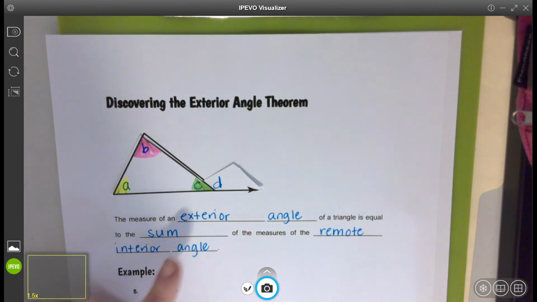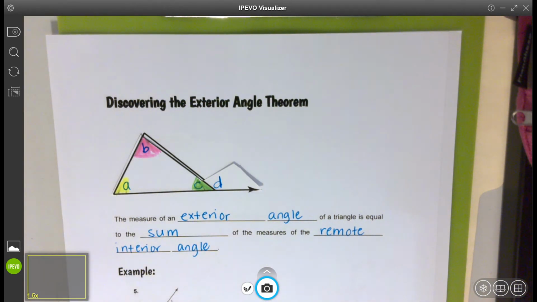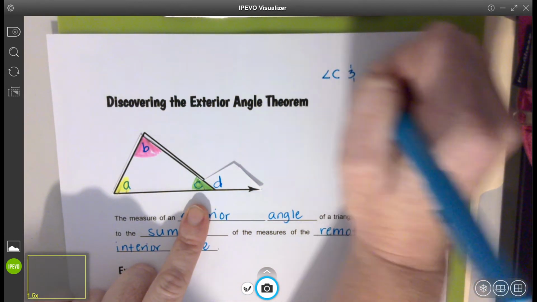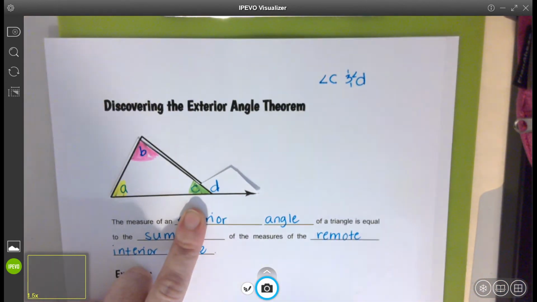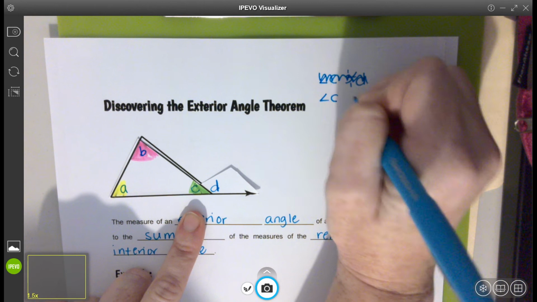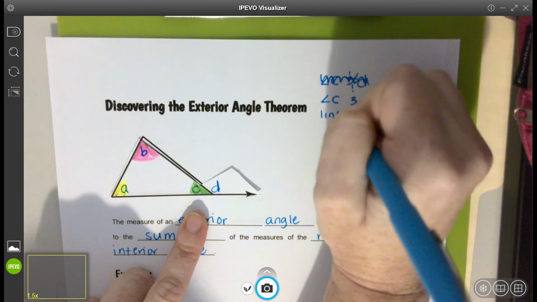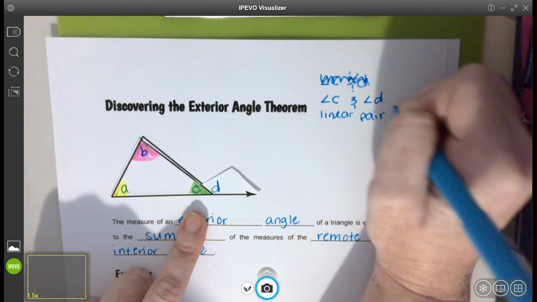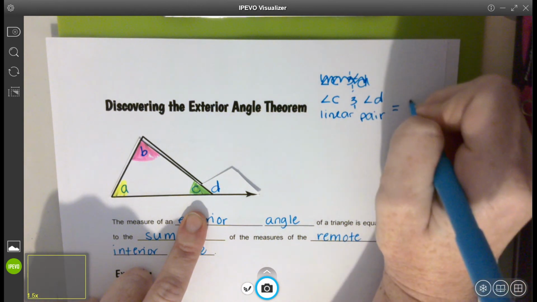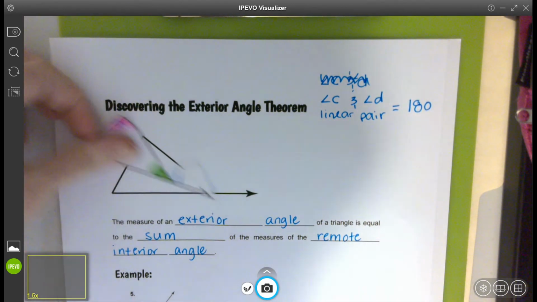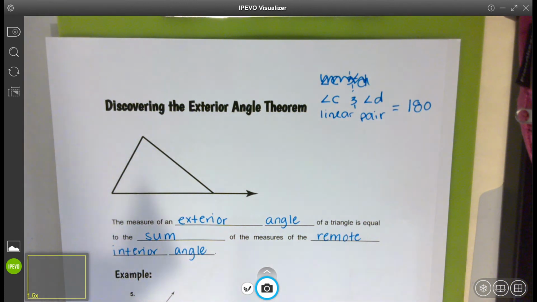What we also know is, look at C and D. What is the relationship of C and D? That's my angle, so I'm going to erase that, sorry. Angle C and angle D are a linear pair, and we know a linear pair is 180 degrees. Now, I'm going to cut apart a little bit of my diagram, so bear with me for a second. I'm going to cut off angle A and B.